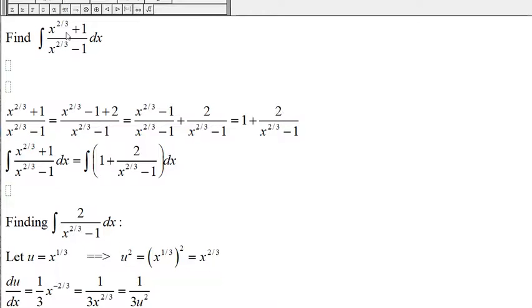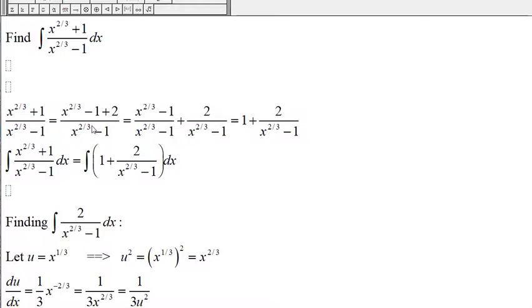Here we have the integral of (x^(2/3) + 1) divided by (x^(2/3) - 1). So let's rewrite the expression (x^(2/3) + 1) over (x^(2/3) - 1) as follows. Plus 1 is the same as minus 1 plus 2. Minus 1 plus 2 is plus 1.